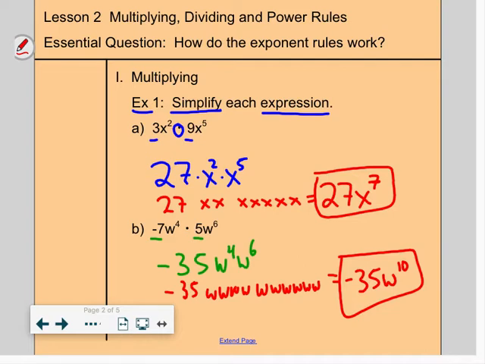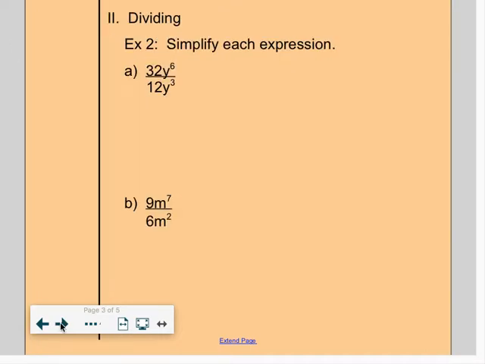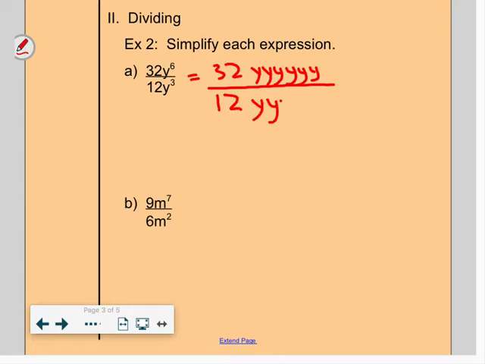Now, this next slide right here, we're going to be dividing. Dividing is just a little bit different. You've got to be thinking about your fractions when you're doing this. When we divide these expressions, we're going to write it out, and I'm going to show you first what's happening. This is a 32, and y to the 6th, so there are 6 y's being multiplied by one another. And on the bottom we have 12, and then 3 y's being multiplied by one another.